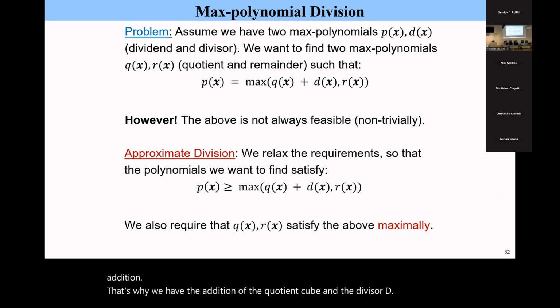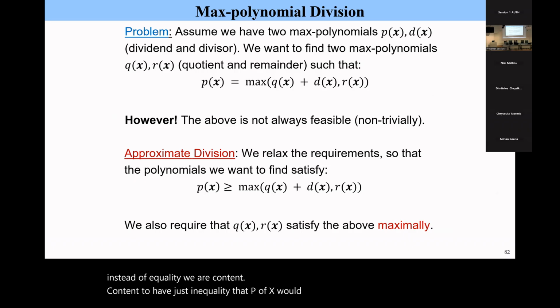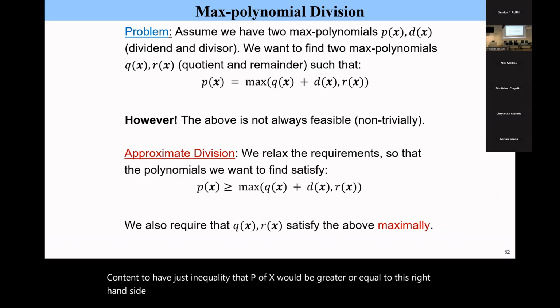However, the above division is not always possible, so we relax the requirement, and instead of equality, we are content to have just inequality, that P(x) will be greater or equal to this right-hand side. But we require that the Q and the R polynomials that we're after satisfy the above inequality maximally.